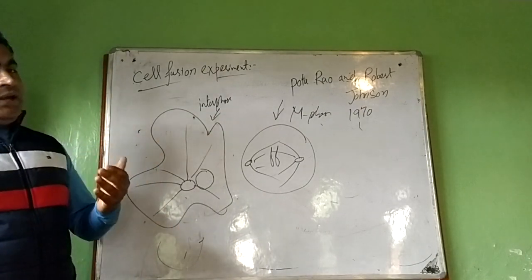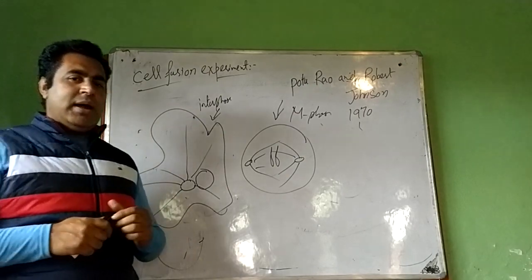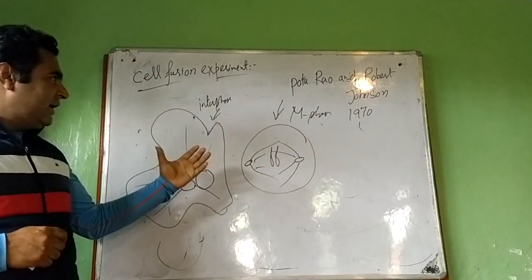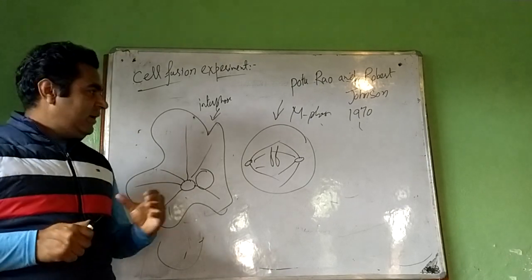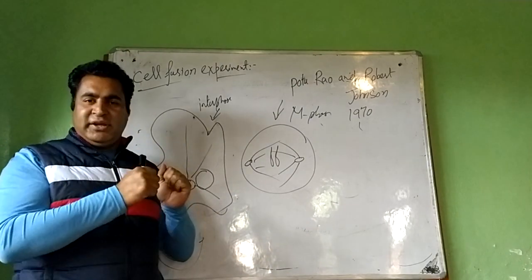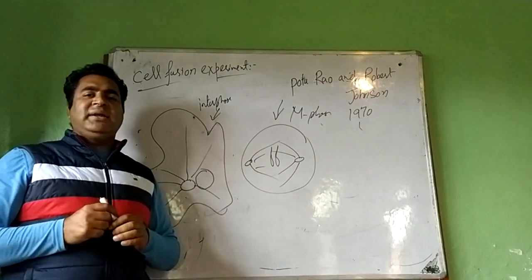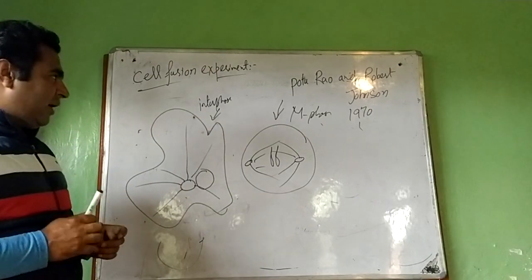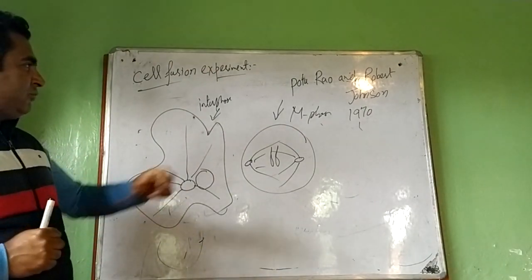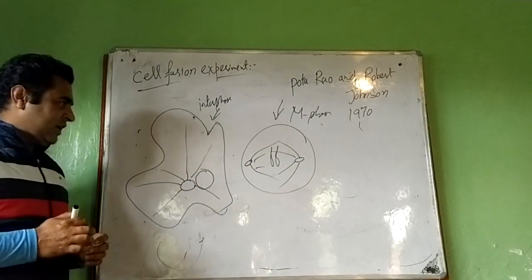And another very important thing about this factor, about understanding the cell cycle, is that if there is any irregularity or abnormality in the cell cycle regulation, that can lead to cancer. Okay, so to understand that factor, Potorov and Robert Johnson, 1970, performed this cell fusion experiment.